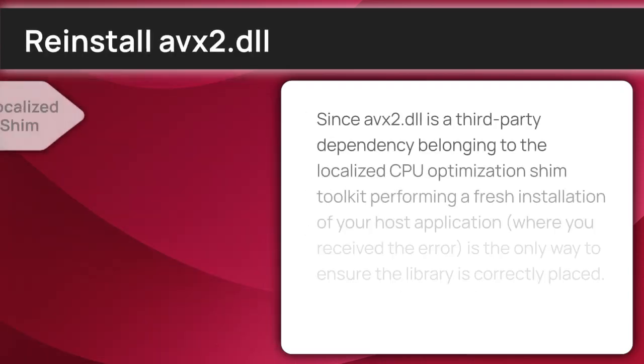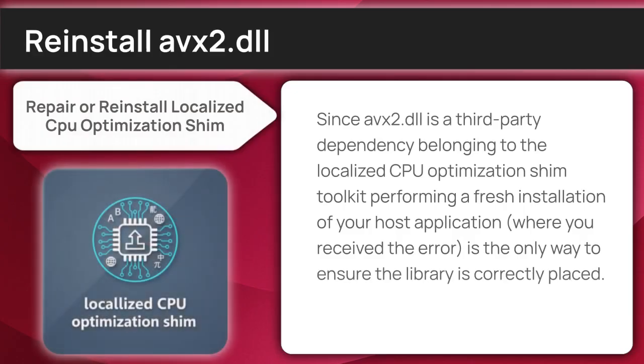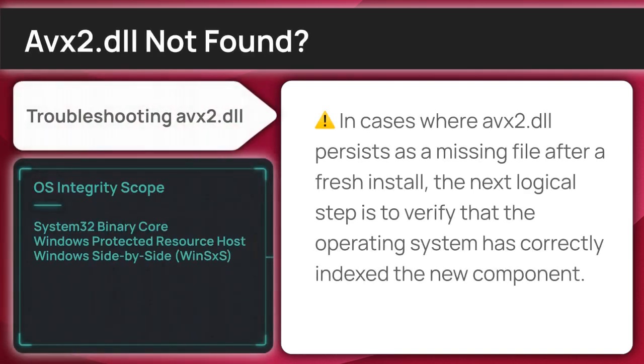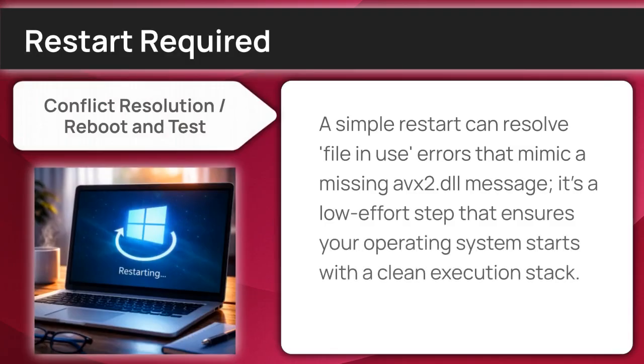Since Advanced Vector Extensions 2 Library DLL is a third-party dependency belonging to the Localized CPU Optimization shim toolkit, performing a fresh installation of your host application, where you received the error, is the only way to ensure the library is correctly placed. Should the reinstallation fall short, the next step in our protocol is to validate the integrity of your system's startup environment. A full system restart ensures that no background processes are currently locking the Advanced Vector Extensions 2 library file. A fresh boot allows Windows to reinitialize its library map from a clean state.